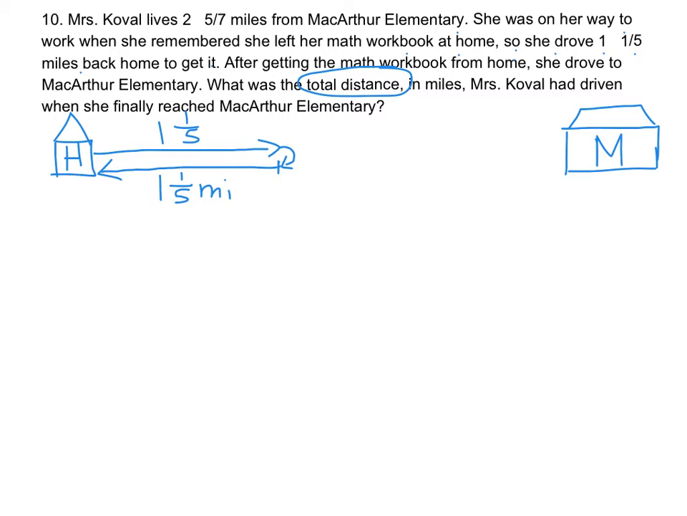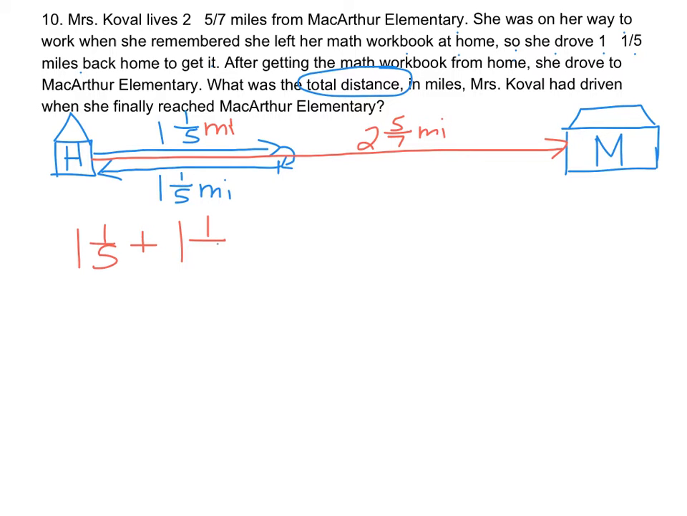After getting the math workbook from home, she drove to MacArthur Elementary. So now I'm going from home all the way to MacArthur. So what was the distance to MacArthur from home? It was 2 5/7 miles. So I need to figure out my total distance. So I started out going 1 1/5 miles, turned back and went 1 1/5 miles. Then I drove all the way to school, which was 2 5/7 miles.